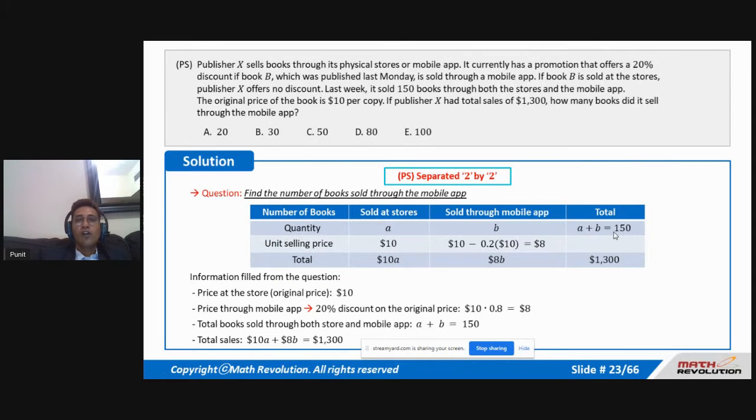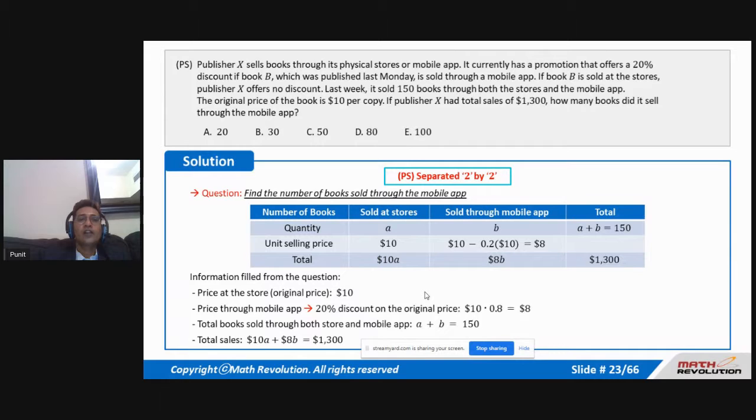The unit selling price at the store is $10 per copy. That's the original price of the book. The price at the store is $10, and for the mobile app, it currently has a promotion that offers a 20% discount if the book is sold through the mobile app. So 20% discount means he's still charging 80% of 10, which is $8. If he's selling through the mobile app, he'll charge $8.